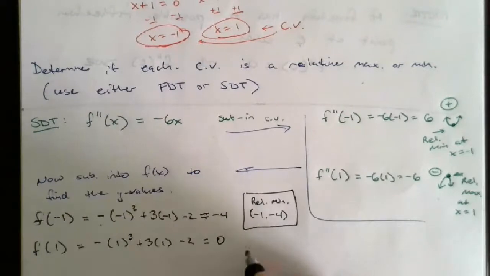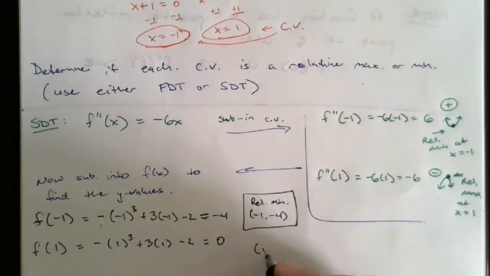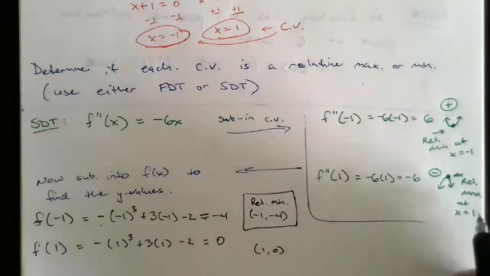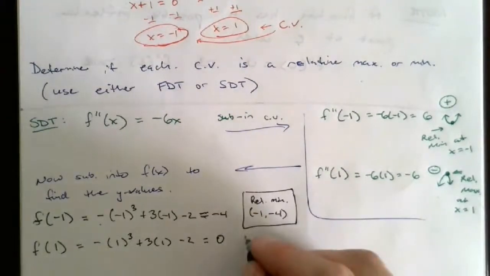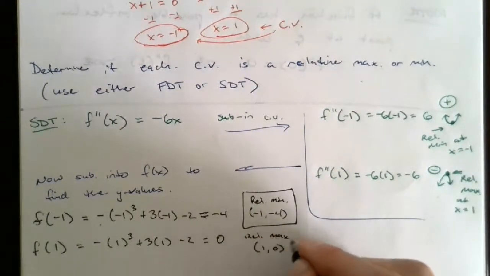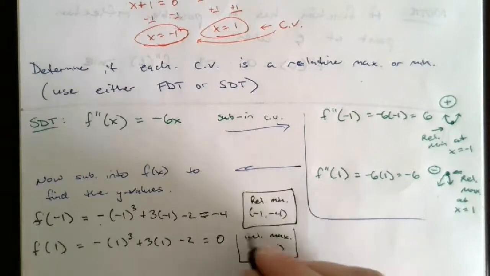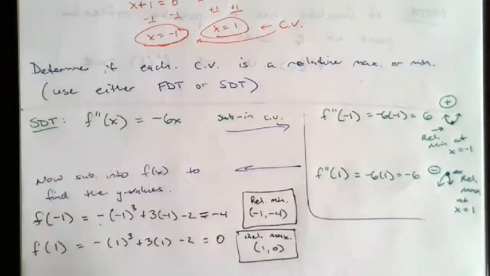The coordinates here would be 1 comma 0, x comma y, and that was a relative max, so we have a relative max. So the relative max is 0, right? It occurs at 1, or you could say the relative max at the point 1, 0. And that's good. We found the relative extrema.